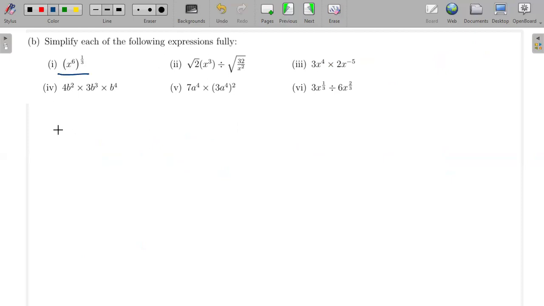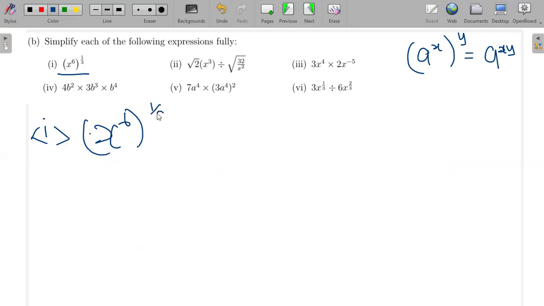So I have this one as the first one. The rule that governs this: if I have a to the power x and then to the power y, it's the same as a to the power x times y. So here, x to the power 6 and then to the power 1 over 3, I have to multiply this 6 with this 1 over 3. So I have x to the power 6 multiplied by 1 over 3. This will just give me x squared. That's basically the answer there. So the answer is just x squared.